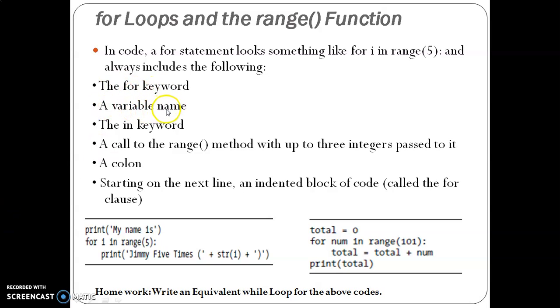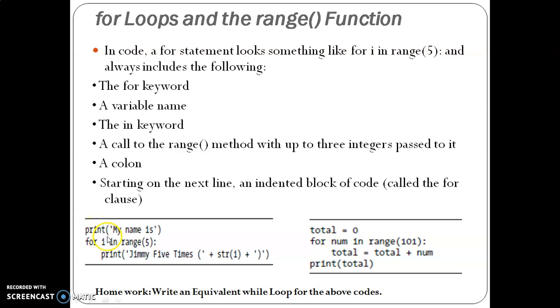A variable name is required. The in keyword is required. A call to a range function with up to 3 integers passed to it, and a colon. Starting on the next line, an indented block of code is required, called the for clause. We have an example here.